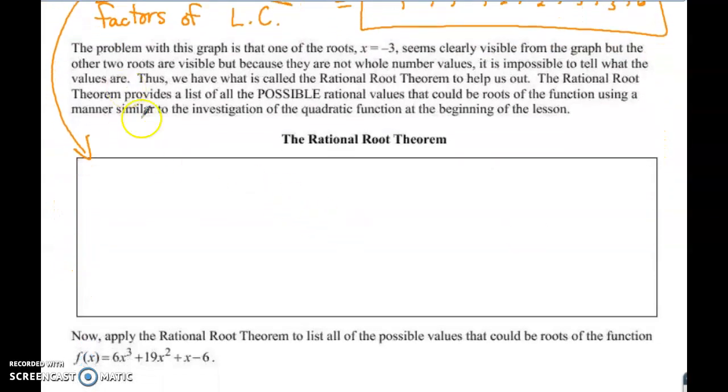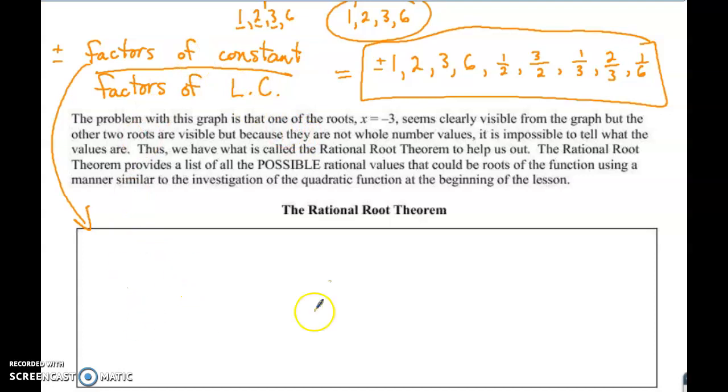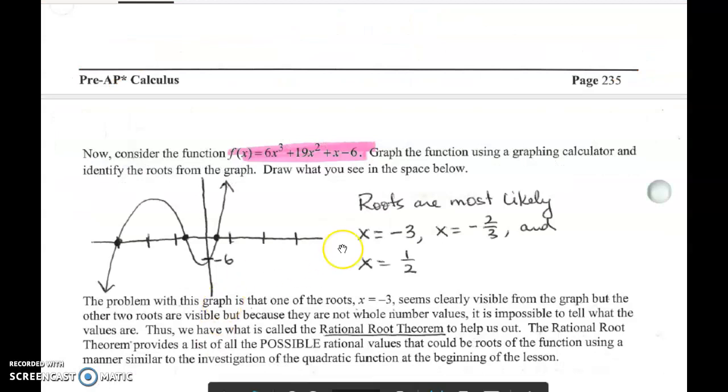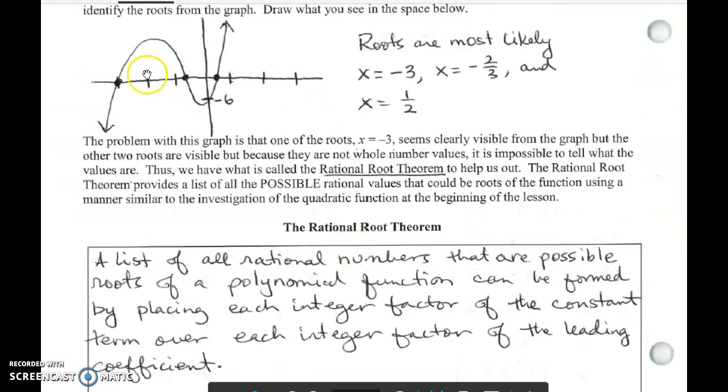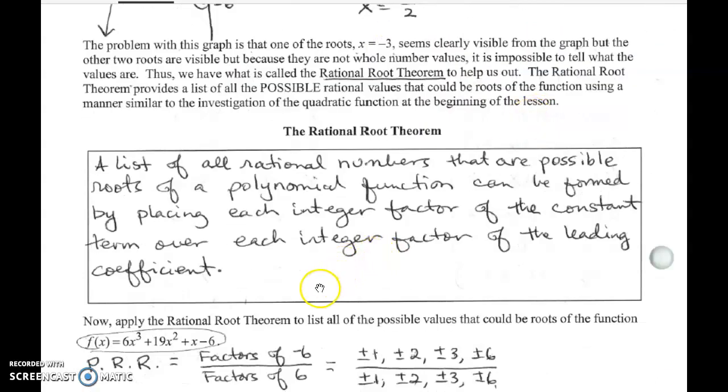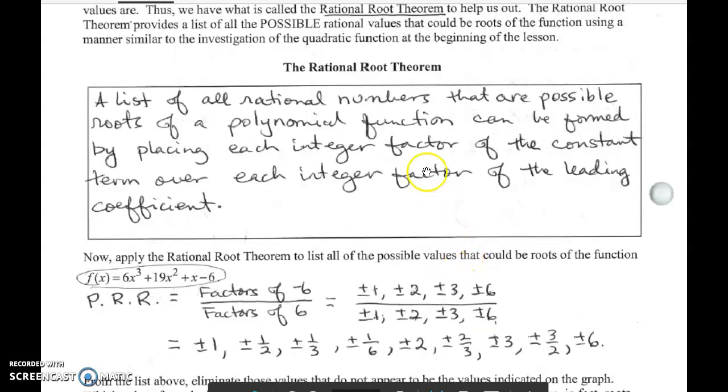So again, what I just wrote up here is pretty much the same thing as what goes in this box. If you want, you can write down all the words from the answer key. Okay, so he used a graphing calculator and showed you what the most likely possible rational roots are, and he writes it out in words. So feel free to pause this if you prefer. A list of all rational numbers that are possible roots of a polynomial function can be formed by placing each integer factor of the constant term over each integer factor of the leading coefficients. It is a very wordy explanation, but it is correct.